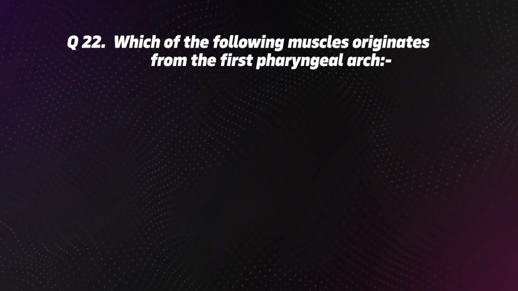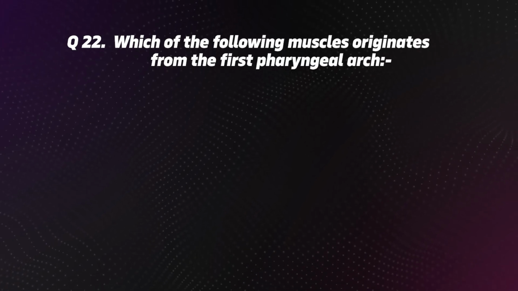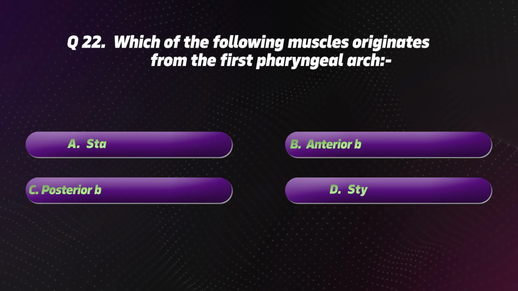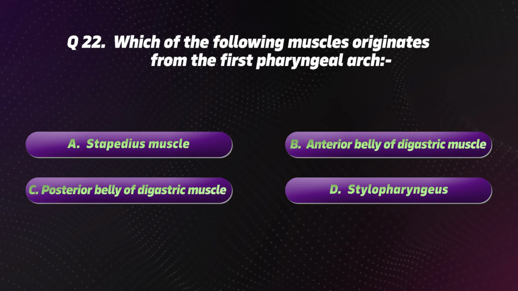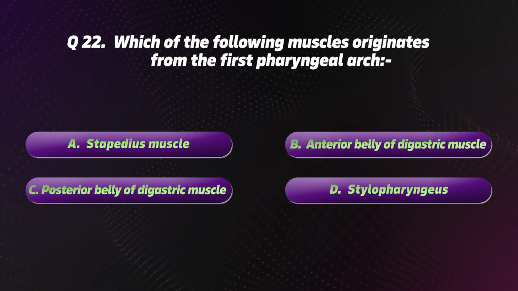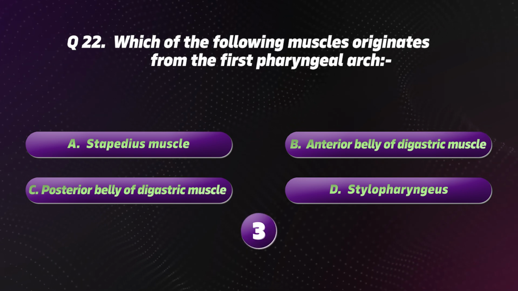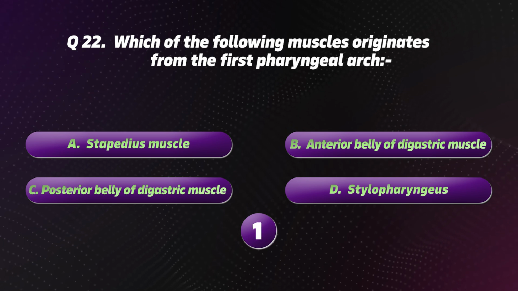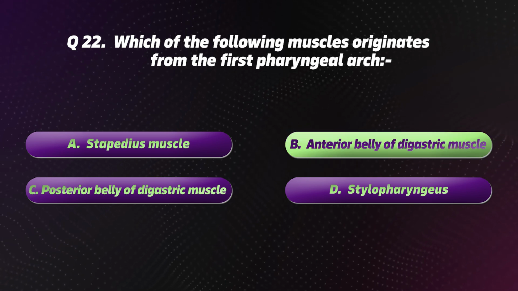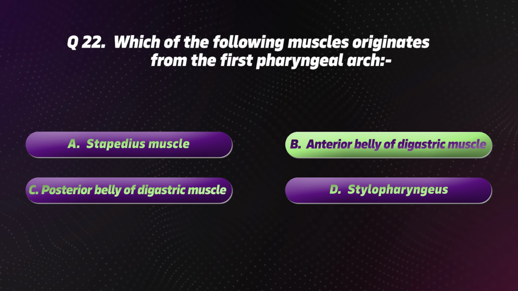Question 22. Which of the following muscles originates from the first pharyngeal arch? Here are the options. A. Stapedius muscle. B. Anterior belly of digastric muscle. C. Posterior belly of digastric muscle. D. Stylopharyngeus. And the correct answer is option B, anterior belly of digastric muscle.